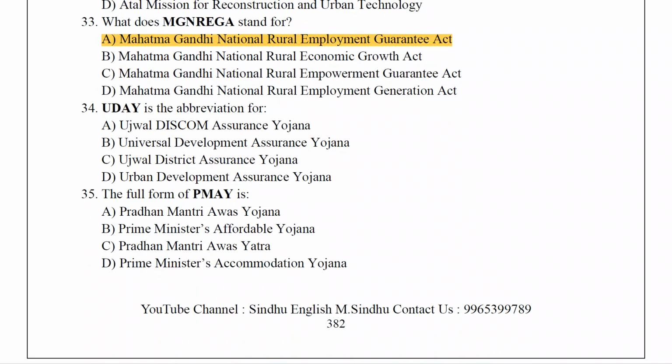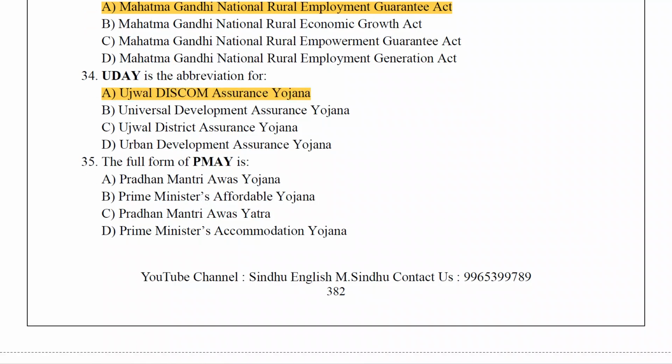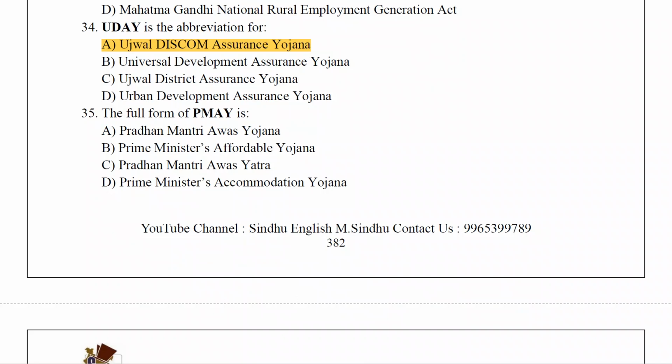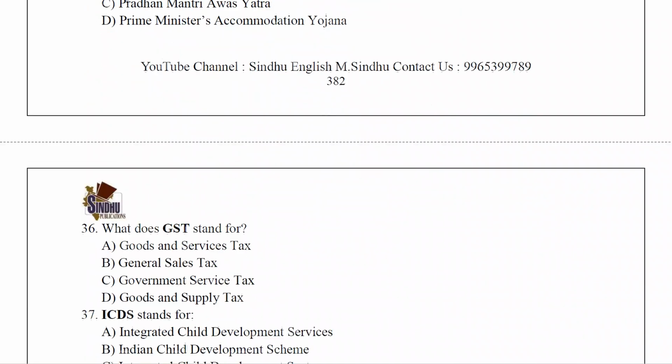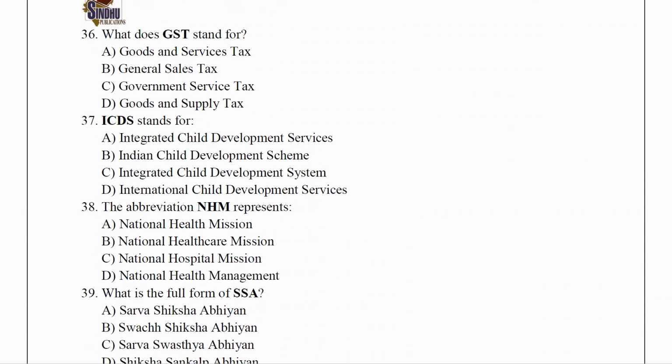UDAY is the abbreviation for Ujjwal Discom Assurance Yojana. The full form of PMAY is Pradhan Mantri Awas Yojana. What does GST stand for? Goods and Services Tax.